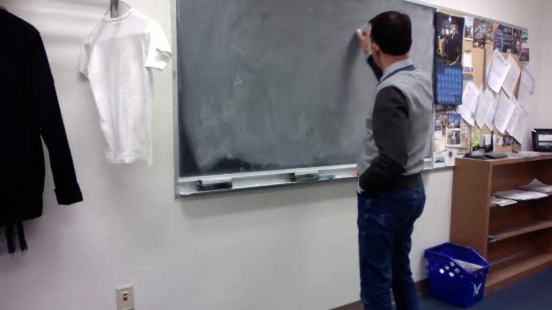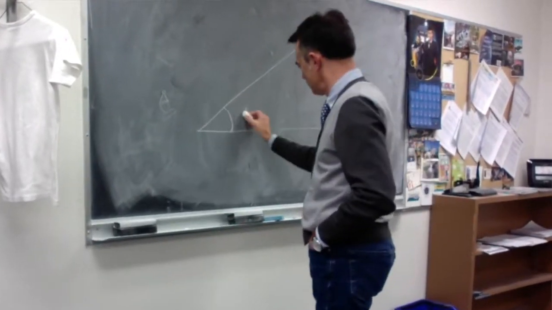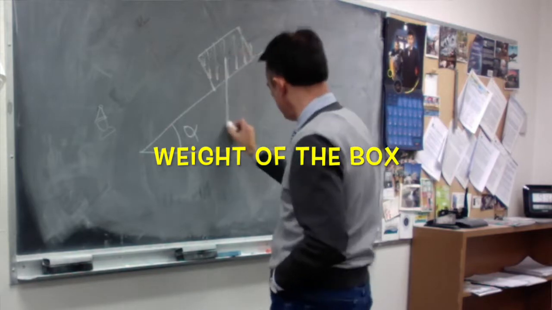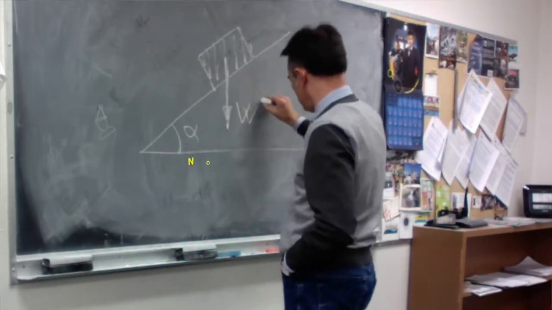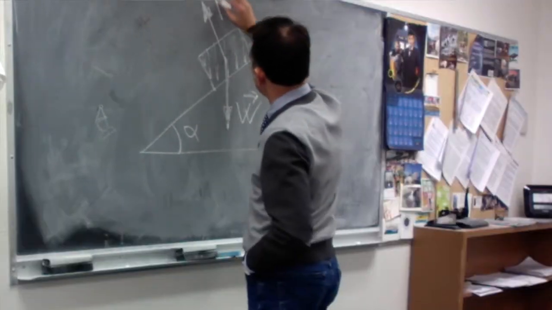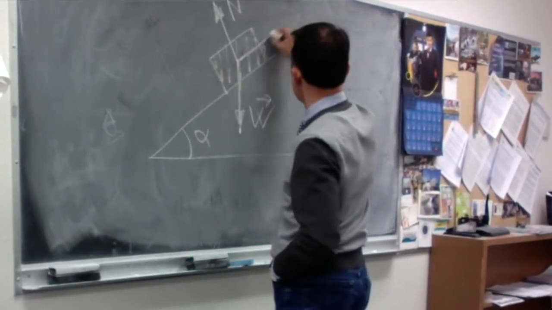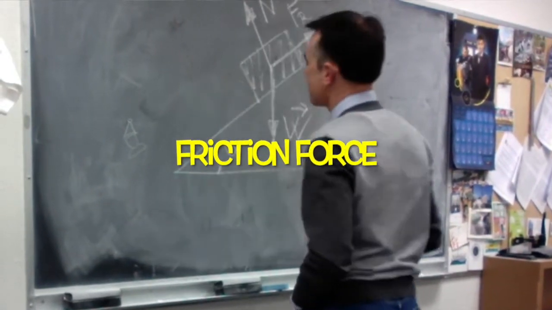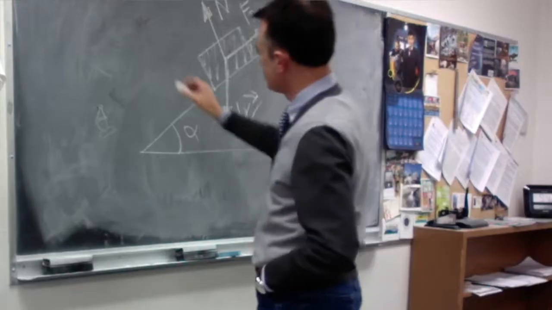For example, consider a box sliding down an incline with friction. Here we have as external forces the weight of the box pointing down. We also have the normal force between the box and the floor. This is always perpendicular to the floor. We also have the force of friction, which is pointing against the motion. In this case, we would have these three forces.